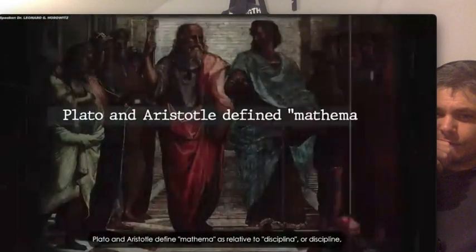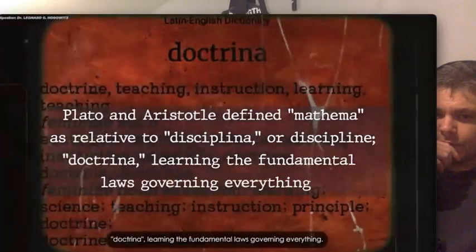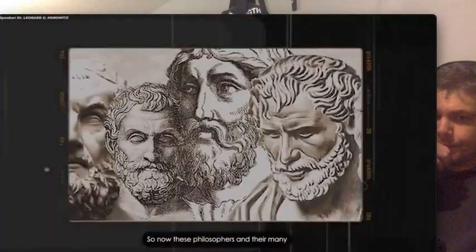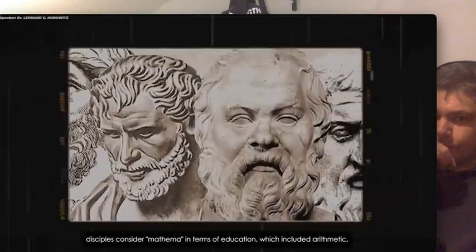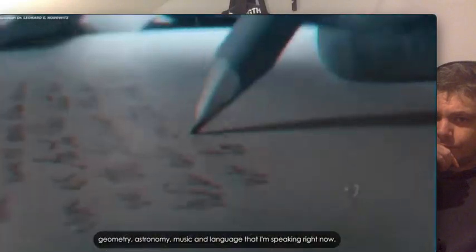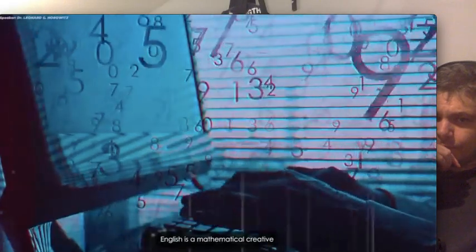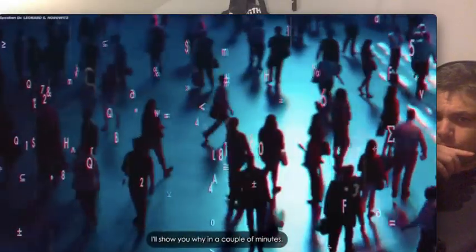Plato and Aristotle defined mathema as relative to discipline, doctrine, learning the fundamental laws governing everything. So these philosophers and their many disciples considered mathema in terms of education, which included arithmetic, geometry, astronomy, and music. And the language that I'm speaking right now, English, is a mathematical creative technology that is the maximum dumbing down technology ever invented. I'll show you why in a couple of minutes.